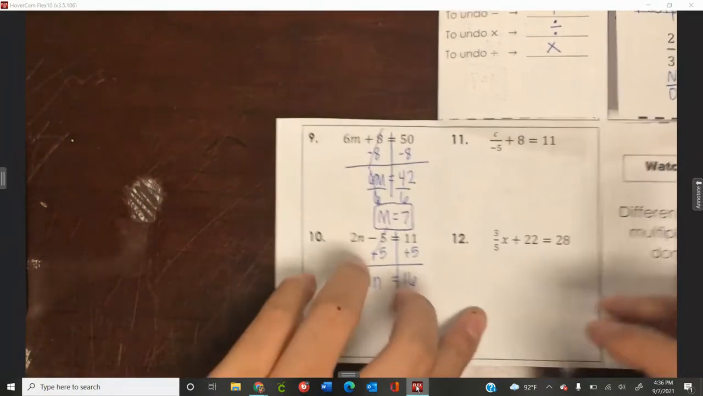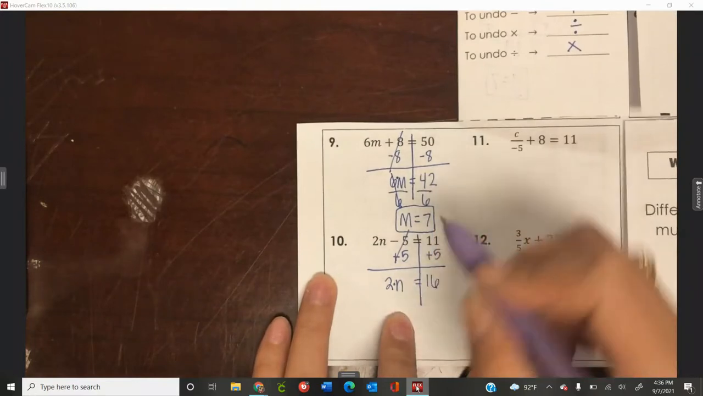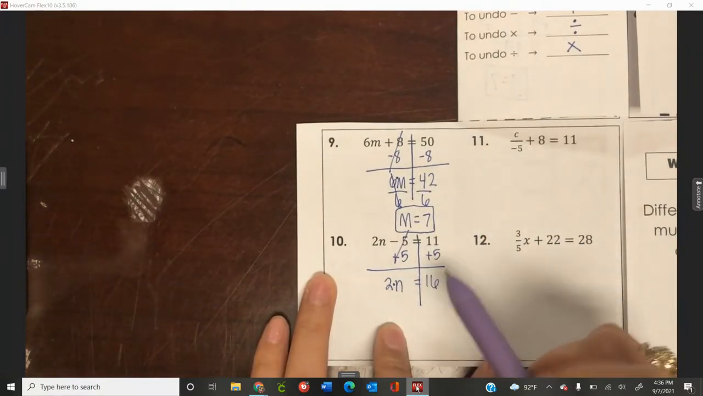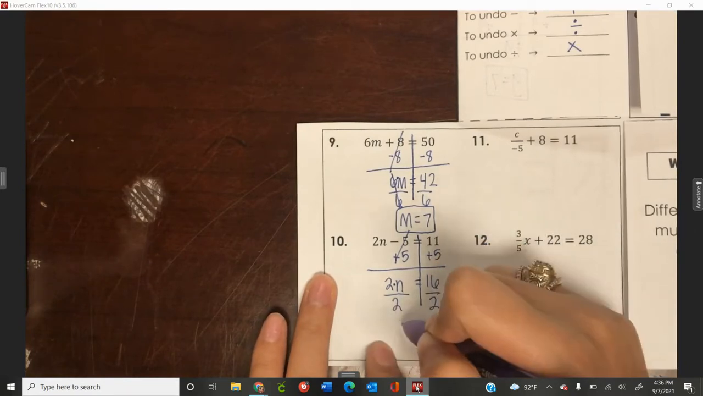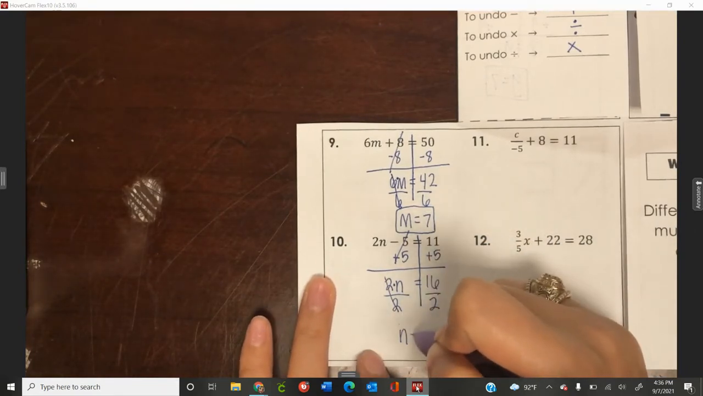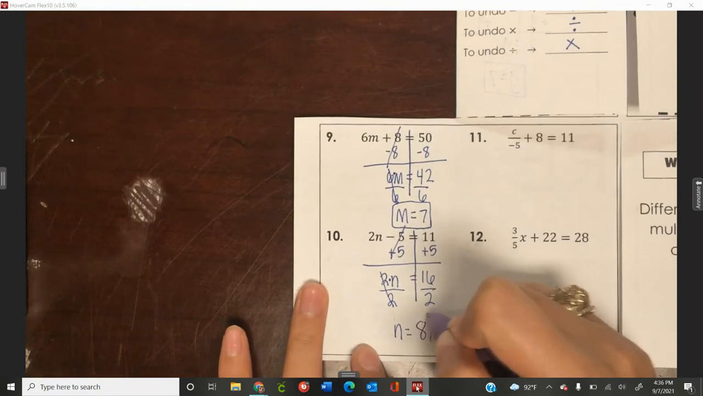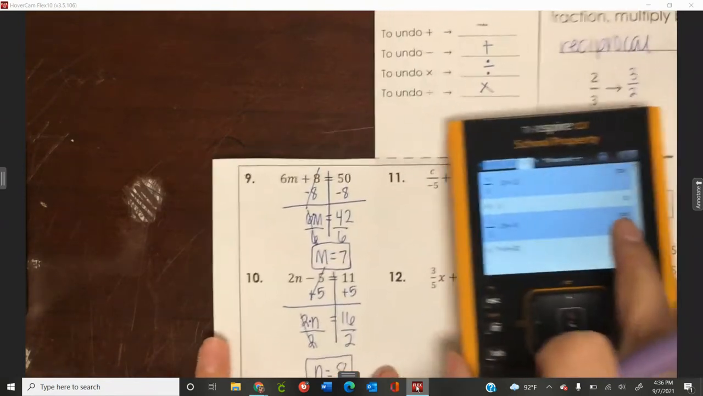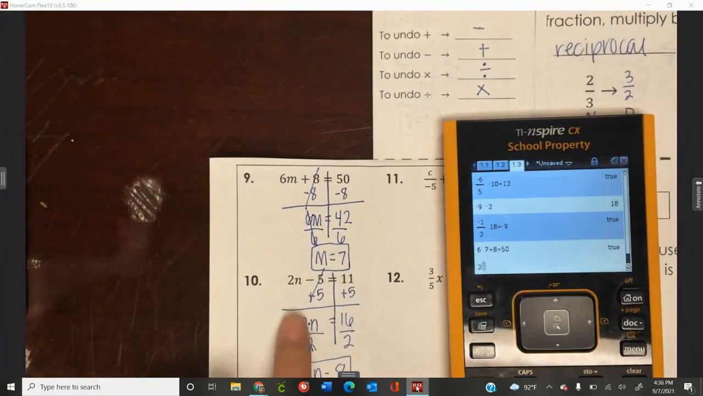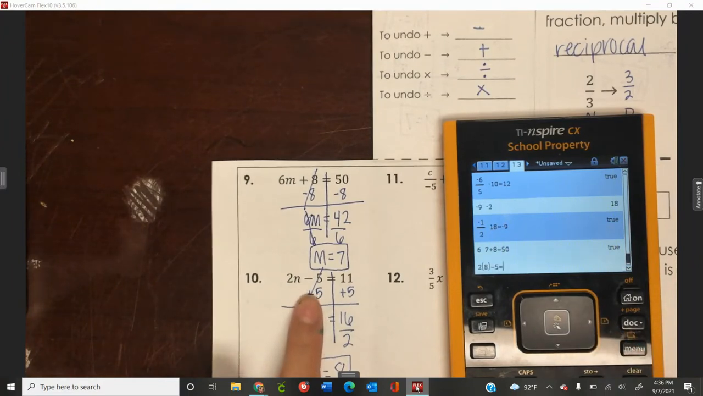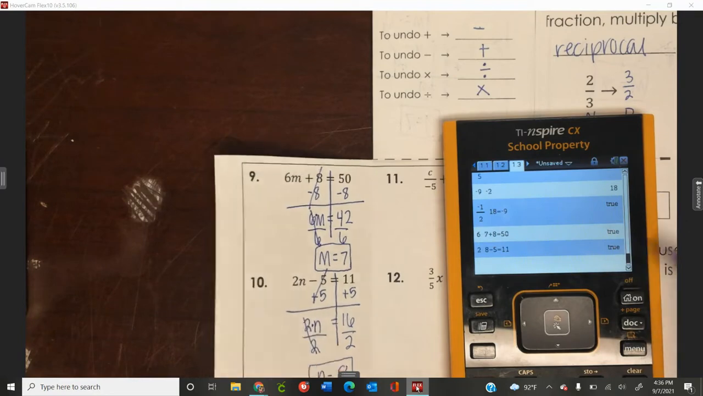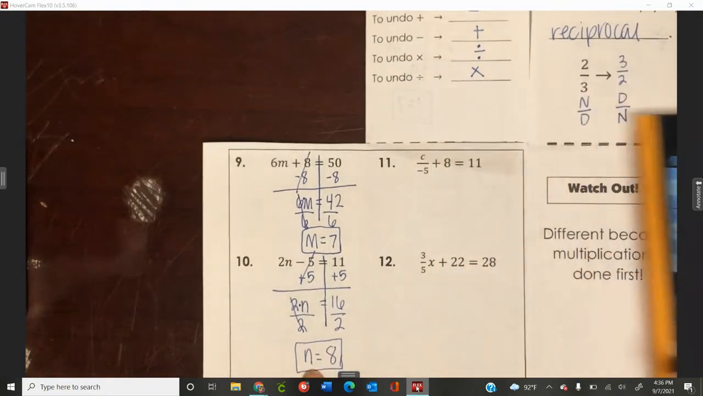Now we want to multiply or divide by our coefficient. Right now my variable is being multiplied by 2. Its coefficient is 2. So we're going to divide by 2 on both sides. Here this cancels out. I'm left with n equals 8. Making sure this is correct, we have 2 in parentheses 8 minus 5 equals 11. Pressing enter, this returns true. So n equals 8 is definitely my answer.